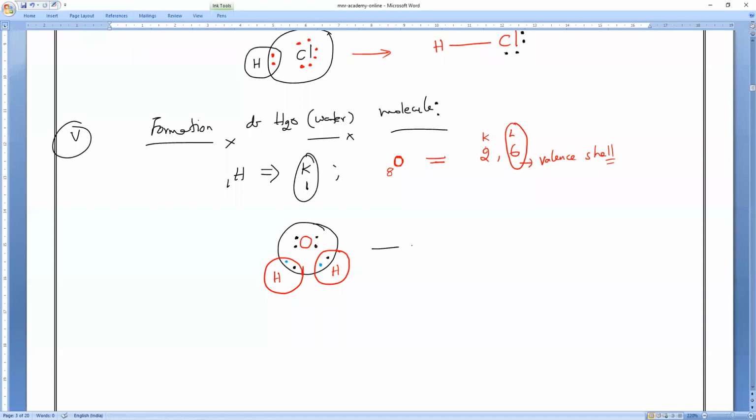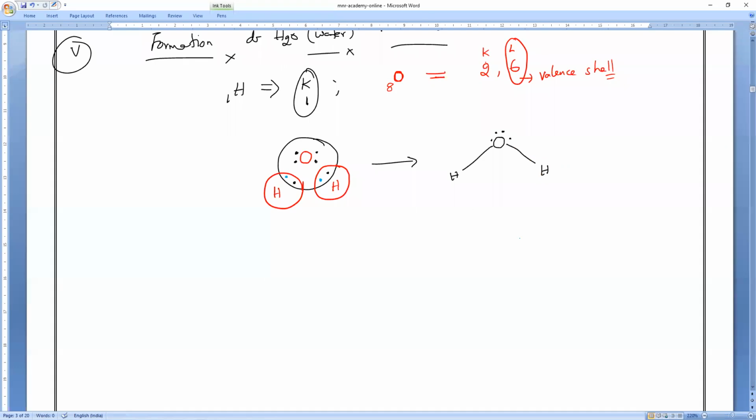Now if you draw the compound, so oxygen, you can check it. One bond pair I will represent here, and this another pair is represented here. So totally how many electrons remain above oxygen? 4. Okay, so 4 you can represent. So this is how the formation of water will take place.